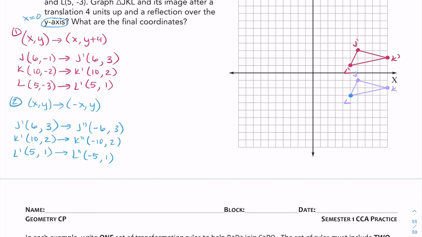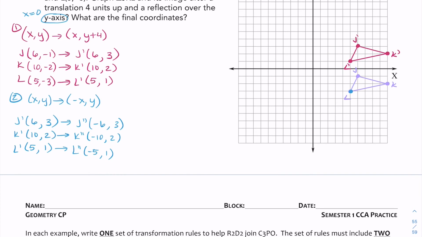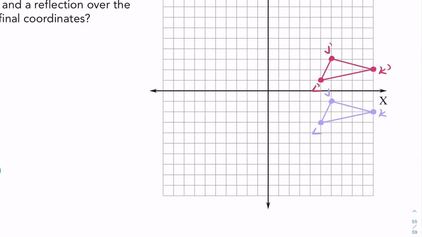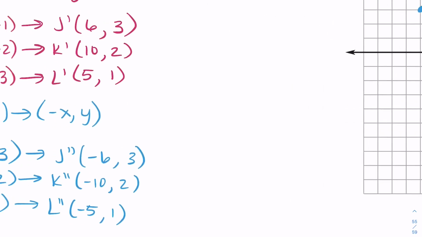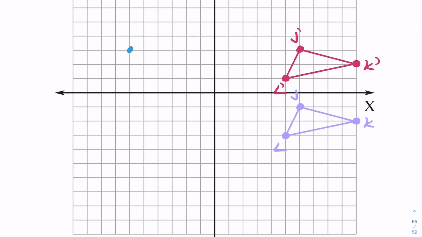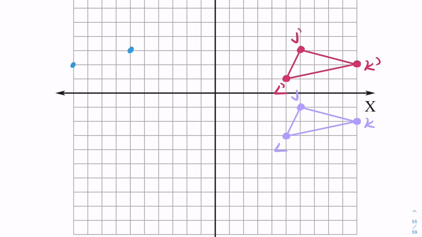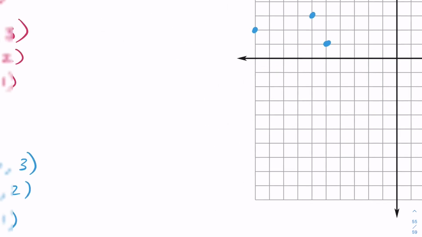Wait a minute. The y-axis, which was x equals 0. Okay, yes, so 6, -3. No, I'm sorry, -6, 3. So negative 2, 4, 6, 1, 2, 3 goes right there. And then we have negative 10, 2, which goes right there. And then L should be right here. That is negative 5, 1.